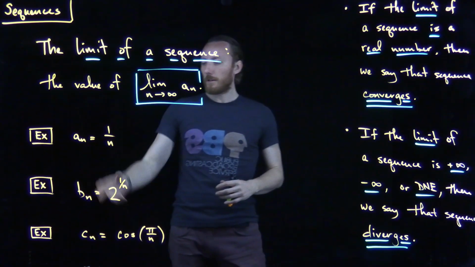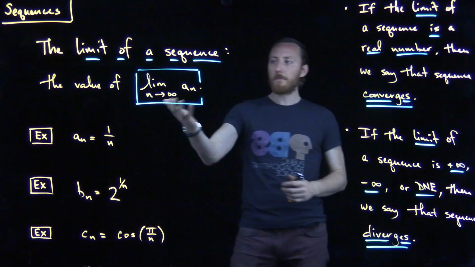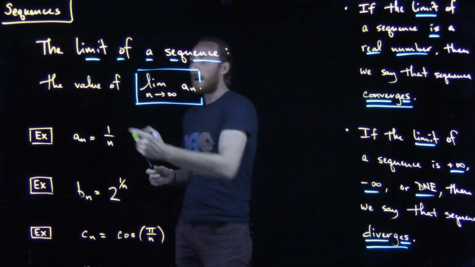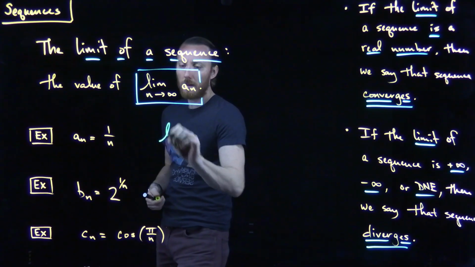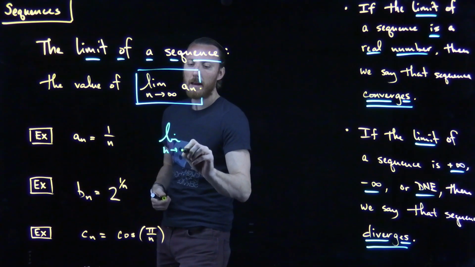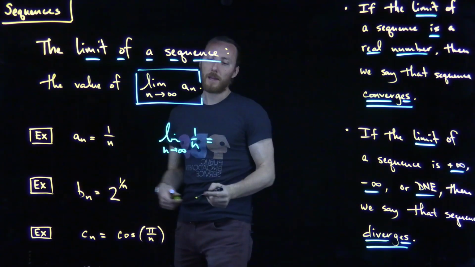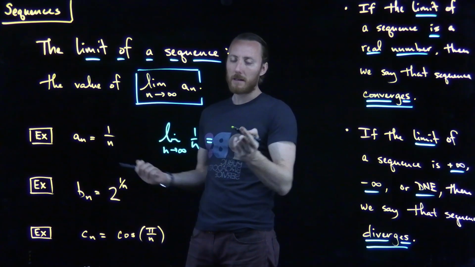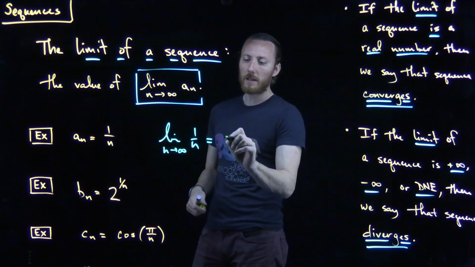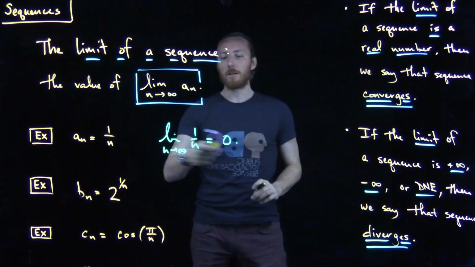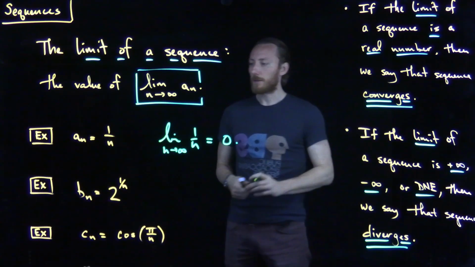So taking a look at these 3 examples, I claim that we could determine the limit of each of these sequences. So what's the limit of this sequence? It would just be the limit as n goes to infinity of 1 over n. And as n gets big, the denominator gets huge. 1 divided by a huge thing is practically nothing. And the limit of this sequence would be 0 as a result.